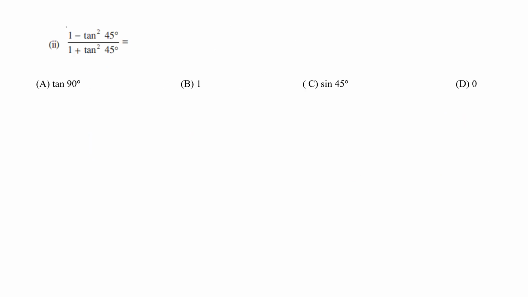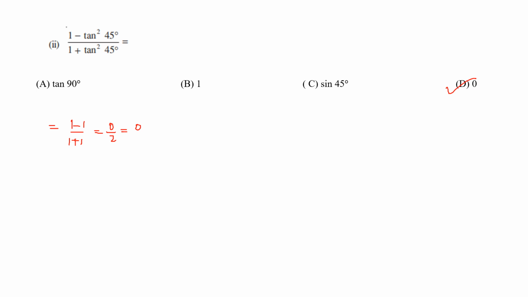Second part is (1 minus tan square 45 degree) by (1 plus tan square 45 degree). And what is tan 45 degree? We know tan 45 degree is 1, isn't it? So it will be (1 minus 1) by (1 plus 1). So it is 0 by 2, which will give me 0. And the correct option is option D, because D option is the only one given as 0.